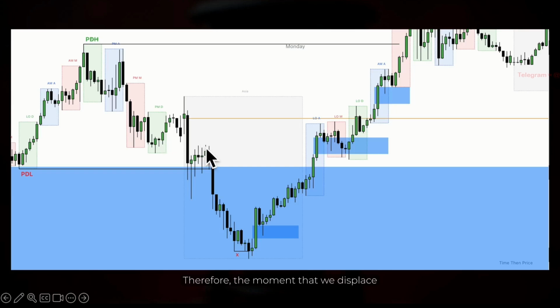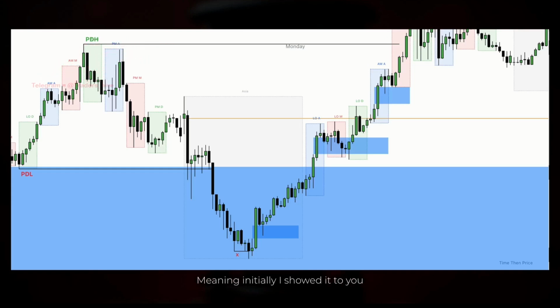Therefore, the moment that we displace through this high with an imbalance, we anticipate that that imbalance is likely going to function as support on price because we displaced through this high. This is a variation of the market structure shift pattern, which I had outlined to you throughout the schematic, but now at a later stage within the market maker buy model.